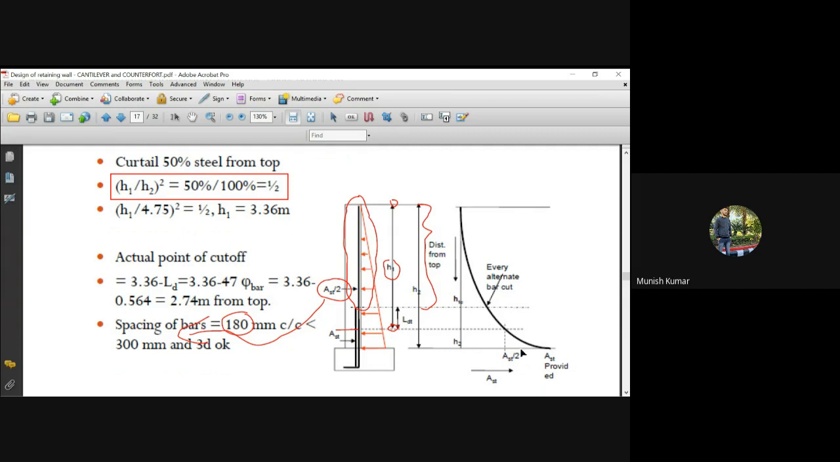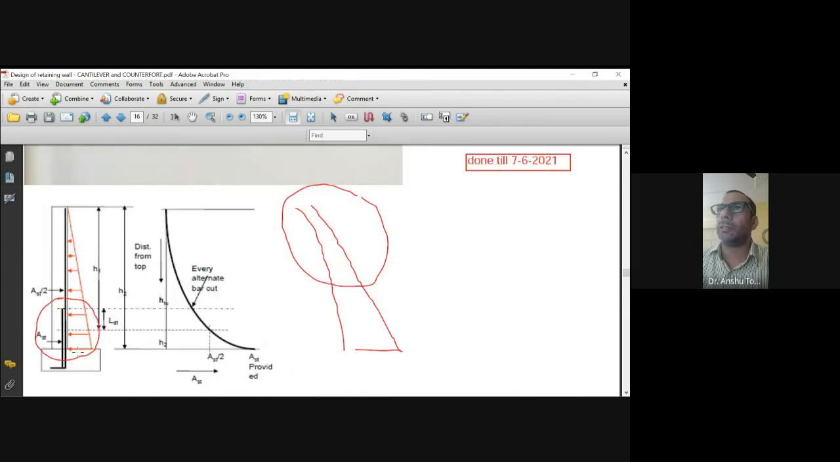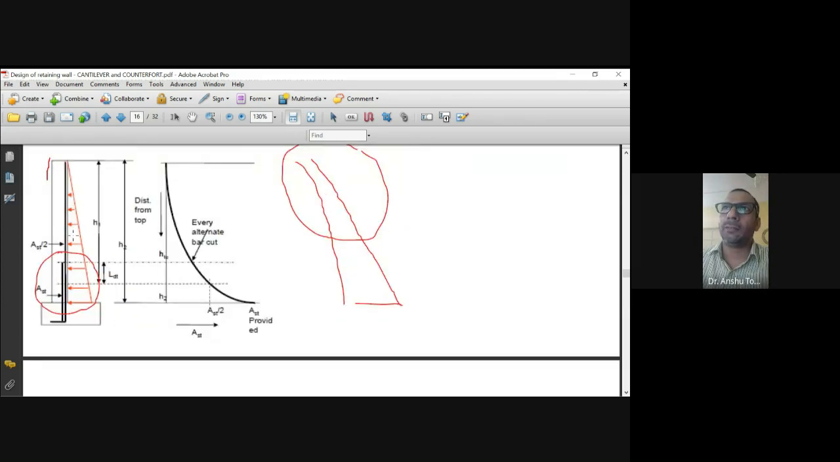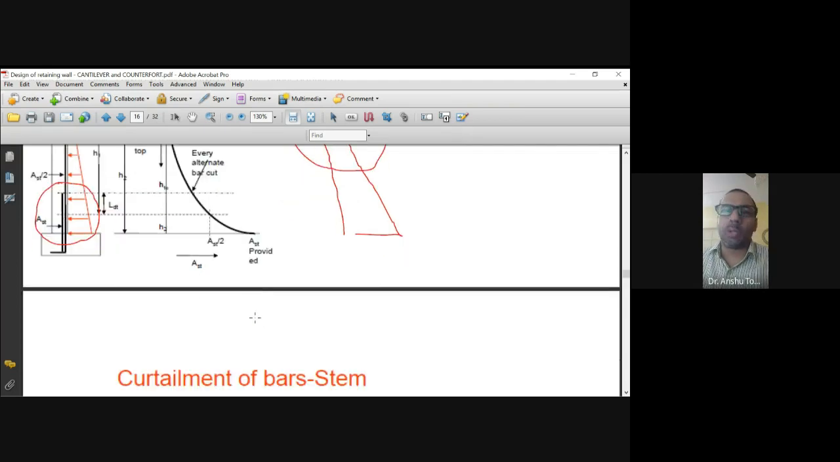Repeat, sir, please. This part of the cantilever retaining wall, will it be in tension or will it be in compression? This side. This will be in compression, so we will be requiring only distribution steel on this side to cater for the stresses coming in the compression zone.